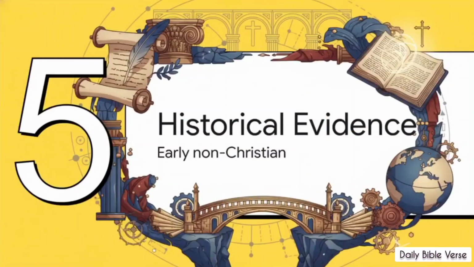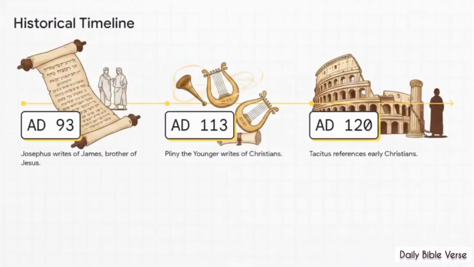Section 5. Historical evidence for Jesus. Early, non-Christian historical accounts. Now, the seminar is highly focused on proving that Jesus wasn't just a religious figure, but a documented historical one. To do this, they look outside the Bible.